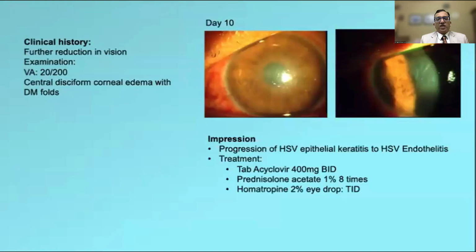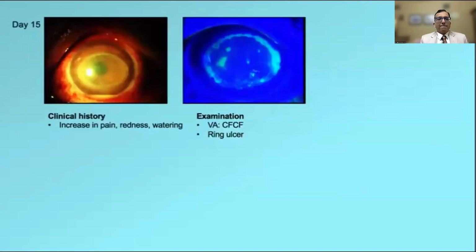So we added prednisolone acetate 8 times, and also started the patient on oral acyclovir twice daily. This is the prophylactic dose to prevent epithelial recurrence of herpetic keratitis. Boom, the patient came back a week later with a ring ulcer. In retrospect, we should have listened to the 33% of you who said we should have reassessed. And what we actually have now is a ring ulcer.